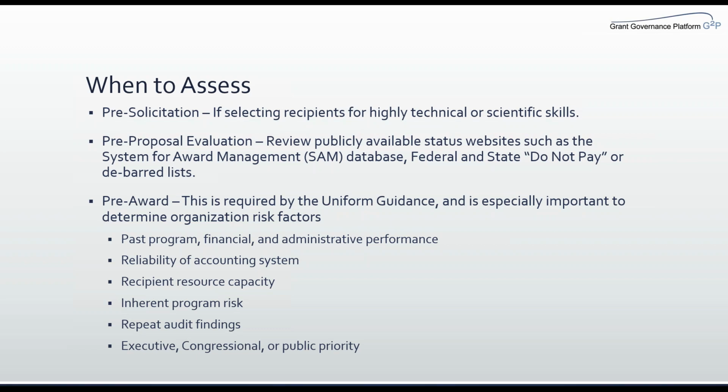You might evaluate any information that would result in a hard stop prior to your evaluators looking at the applications. Obviously, if they're on a debarred or do not pay list, you wouldn't want to waste the time of your evaluators reviewing their submissions since they can't be awarded anyway. And then, as I mentioned, pre-award, the usual place where you look at things like past performance, reliability of their systems, their capacity to actually perform what they're proposing, and the inherent program risk. We'll talk about that more in a minute.